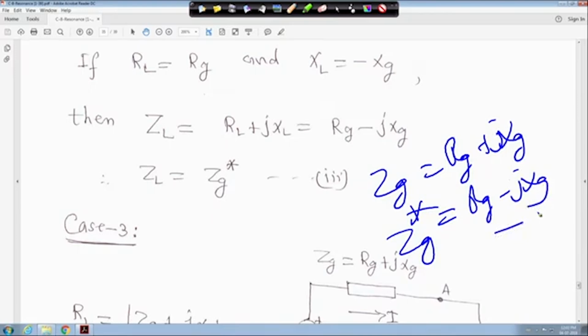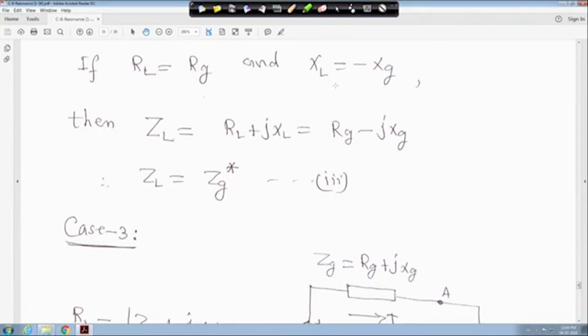So that's why for the maximum power transfer theorem, when both R_L and X_L are variable, this is the condition for maximum power transfer: ZL is equal to ZG conjugate, right.